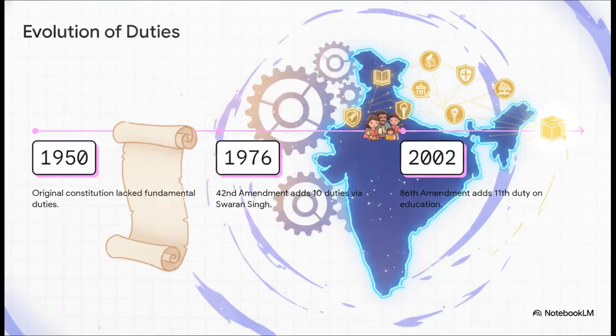This covers fundamental duties. Now, fun fact, the Constitution originally lacked a list of duties for citizens back in 1950. That was corrected in 1976 when the 42nd Amendment added 10 duties following the Swaran Singh Committee's recommendations. Later, an 11th duty regarding children's education was tacked on by the 86th Amendment in 2002. Like DPSPs, they are non-justiciable, but they serve as constant constitutional reminders that our rights just can't exist in a vacuum without corresponding civic obligations.